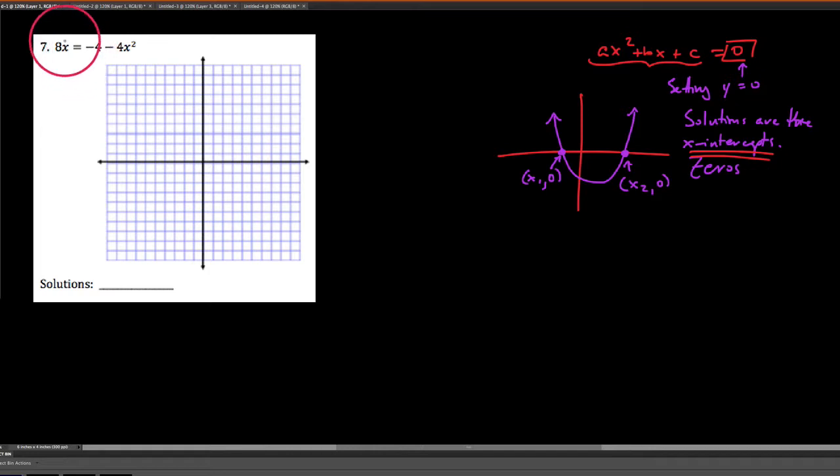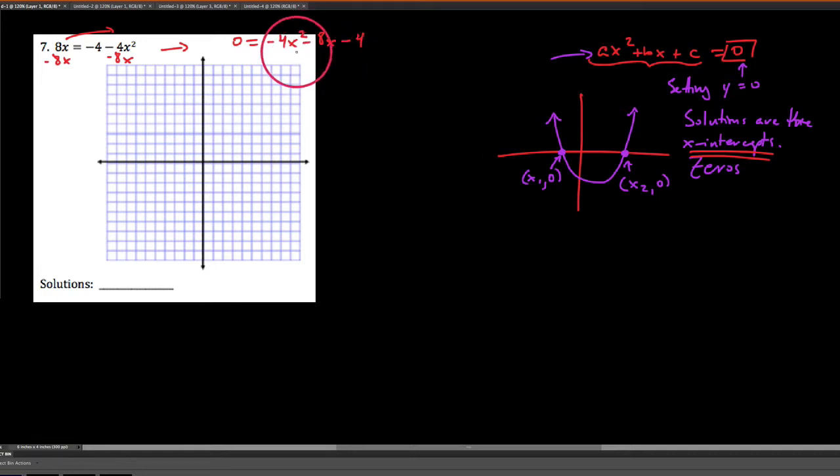And I'm going to accomplish this by carrying the 8x over to this side here. So I'll subtract 8x from both sides, and I'll show my work here, minus 8x. What I would get then is this new equation where I have 0 equal to negative 4x squared, minus 8x, minus 4. You'll notice that this is in standard form, and of course set equal to 0. So this is the quadratic equation that we're going to graph.